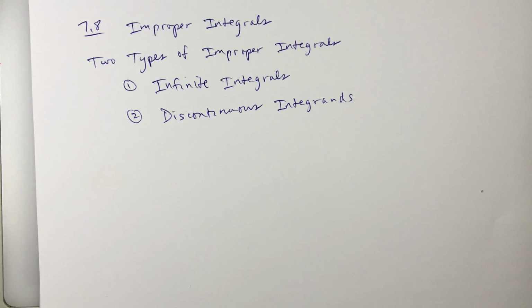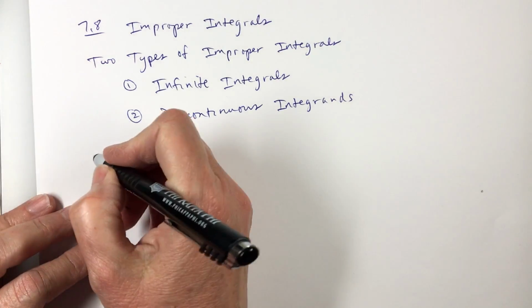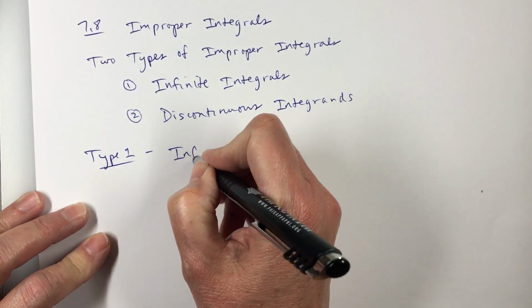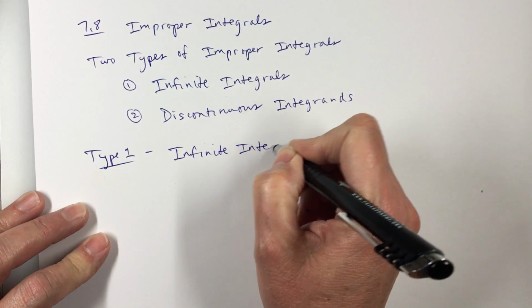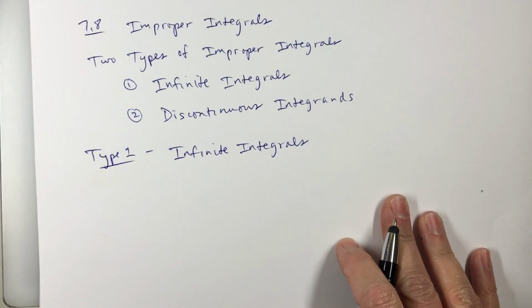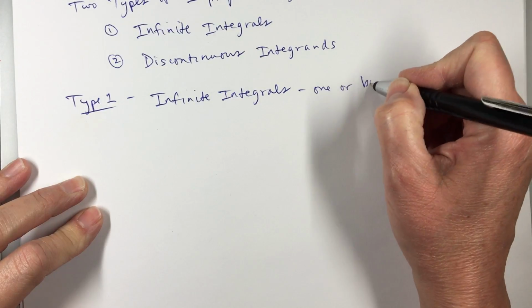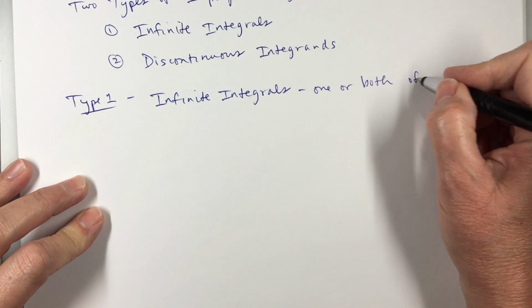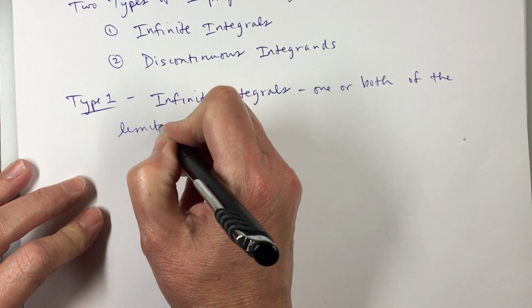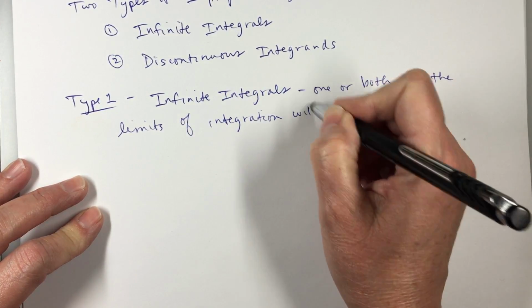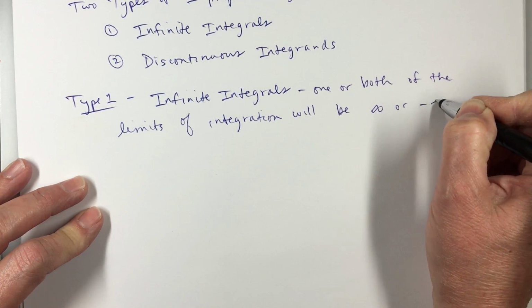And for type 1, one or both of the limits of integration will be infinity or negative infinity. So let me write that. Type 1, infinite integrals. For this type, one or both of the limits of integration will be infinity or negative infinity.